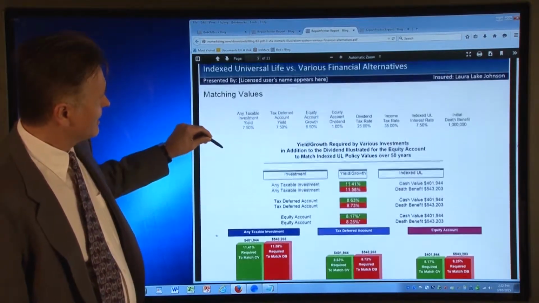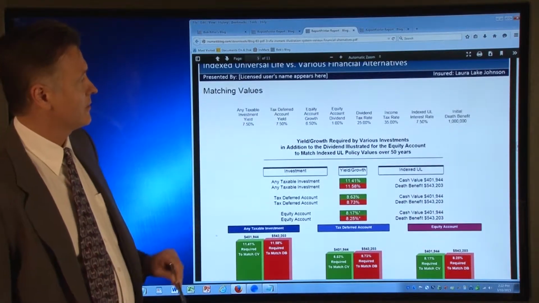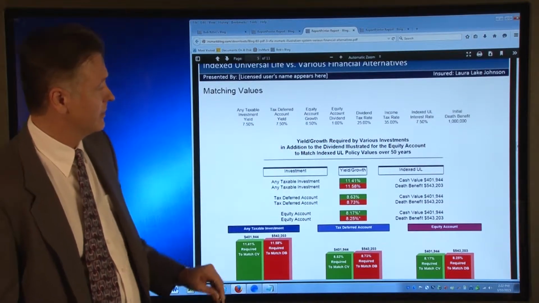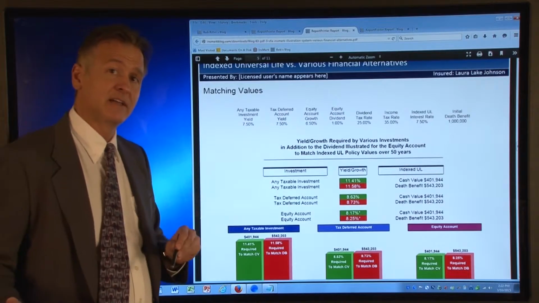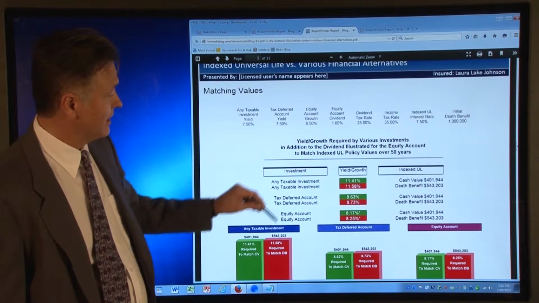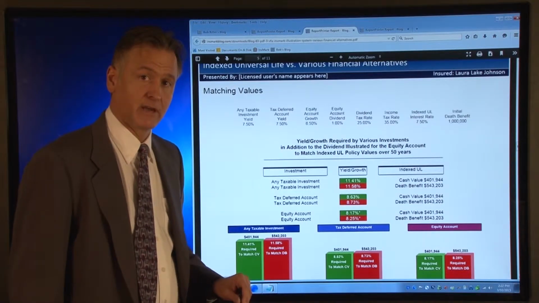So here's a matching values report on the various financial alternatives, which shows the pre-tax equivalent interest rate that these alternative investments would have had to earn to match the values in the cash value policy. Here, 11.4%, 8.63 for the tax deferred, and 8.17 for the equity account.